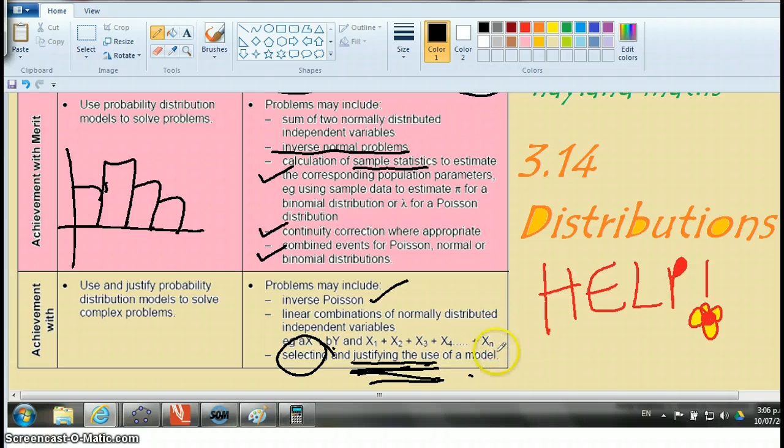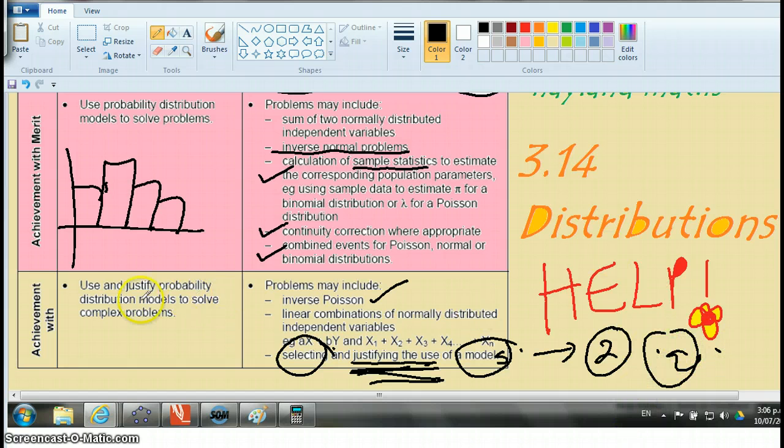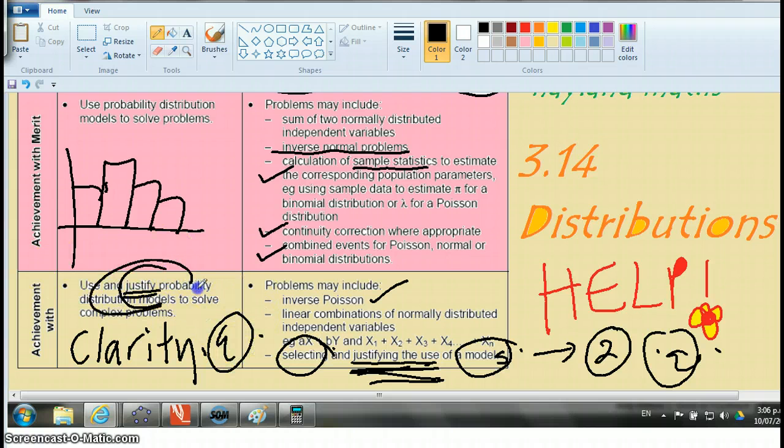And sometimes questions will have an S on the end, models. So you have to then choose 2 to get the E. Okay? So the justification, the clarity of language will get you the E. If you don't write the words, if you don't explain why you chose a distribution, if you don't justify it, you won't get the E. Okay, done.